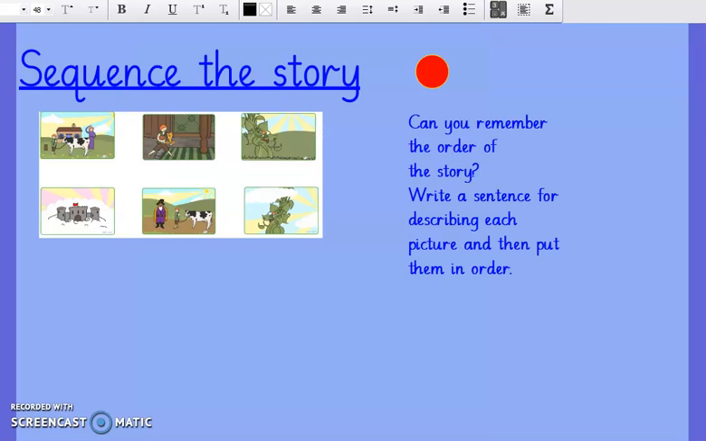Red group, it's your turn to sequence the story. You need to cut out the 6 pictures, put them in the correct order, and then write a sentence to describe what's happening in each picture. You can stick the pictures into your book and write the sentences underneath.